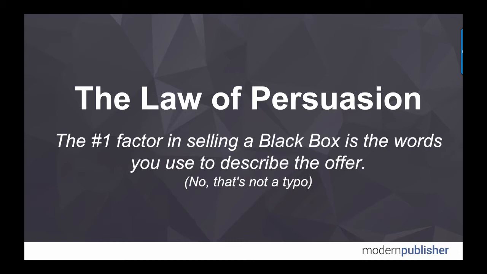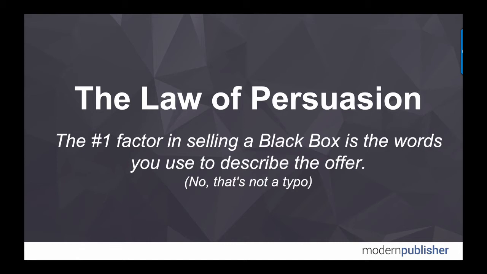Now, rule number 3, or law number 3, is the law of persuasion. And this is not a typo here. It says the number one factor. Remember I said the number one factor in selling a black box is the offer? Well, the other number one that's tied for first in deciding whether or not your black box is going to sell is the words you use to describe the offer.